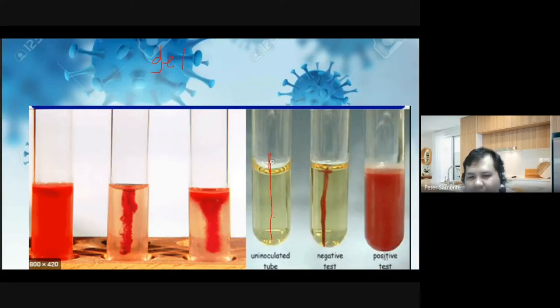Now you want to identify if the organism is motile. What you're looking for is sideway growth. If you notice, the movement is sideways, because it can't go downward. Most likely sideways, to the point that the entire tube would change in color due to the motility of the organism.